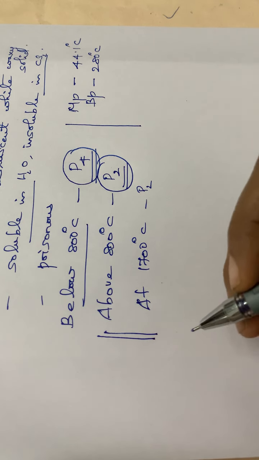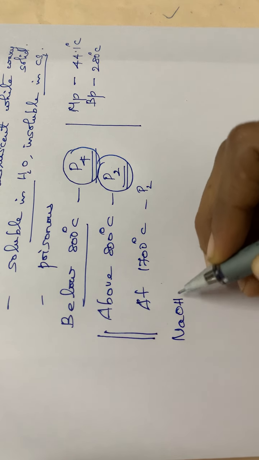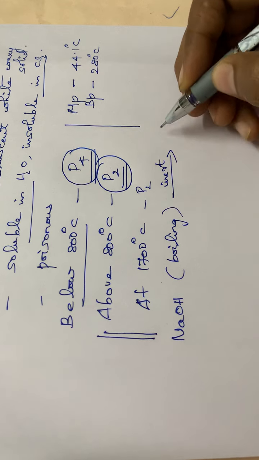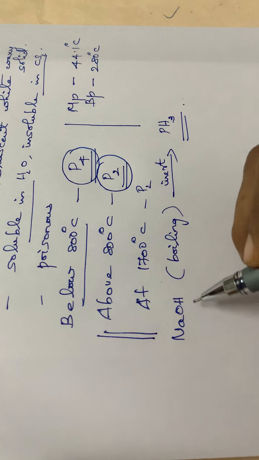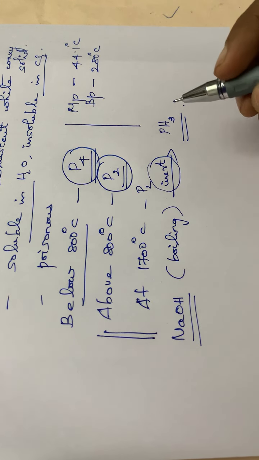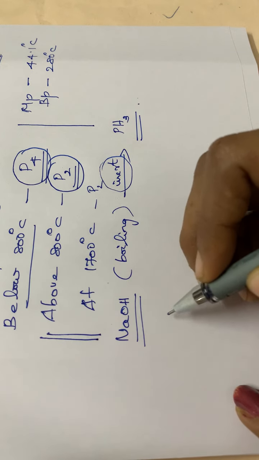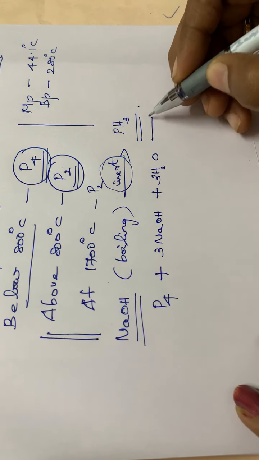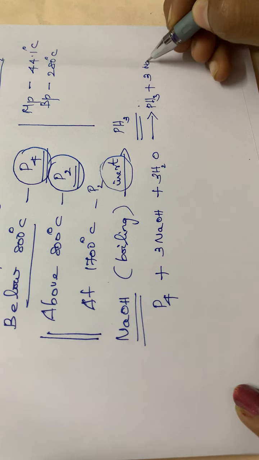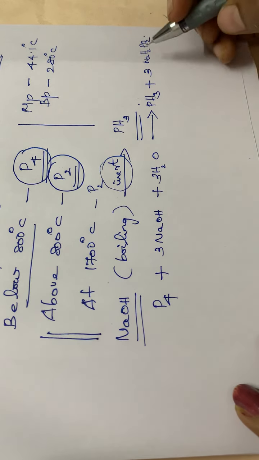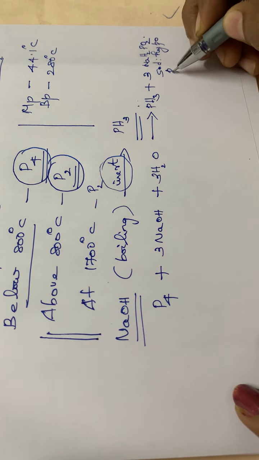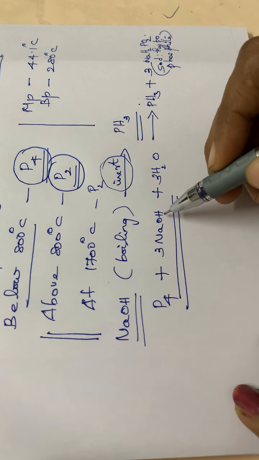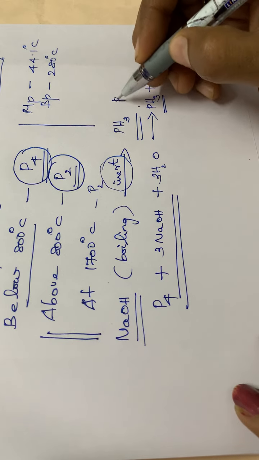Coming to the reactions, it reacts with boiling sodium hydroxide solution in an inert atmosphere to give phosphine, PH3. So let us write the reaction: P4 plus 3NaOH plus 3H2O gives PH3 phosphine plus 3NaH2PO2, which is sodium hypophosphite. This is the reaction with sodium hydroxide.